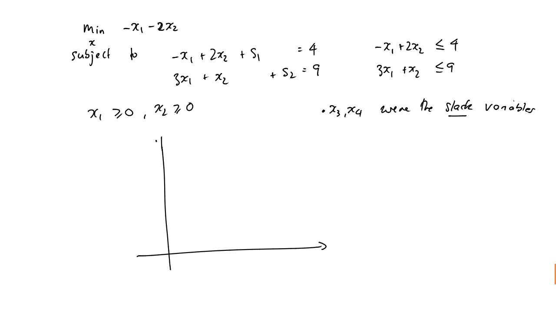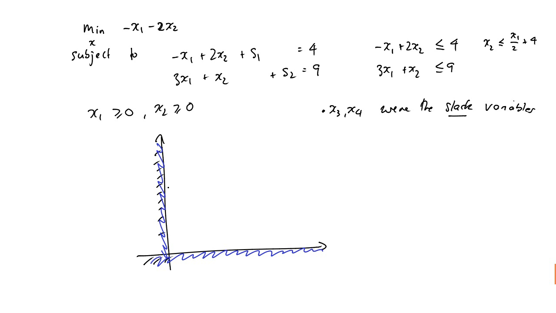So what have we got? We've got x1 is greater than or equal to 0. Yeah, that's this one down here. But why don't I even change color? Okay, x2 is greater than or equal to 0. Negative x1 plus 2x2 is less than or equal to 4. If I rearrange that, I get x2 less than or equal to x1 over 2 plus 4.